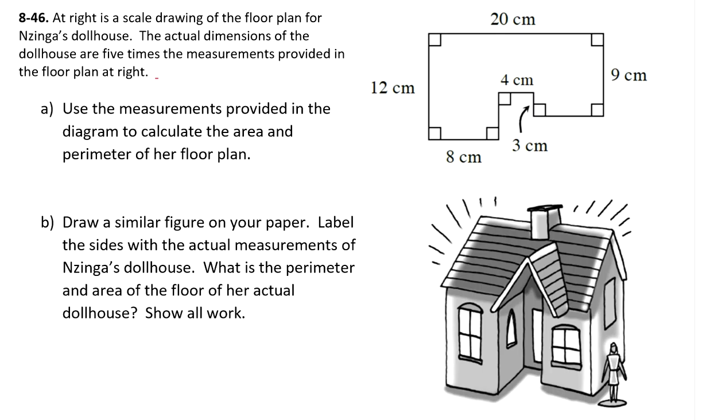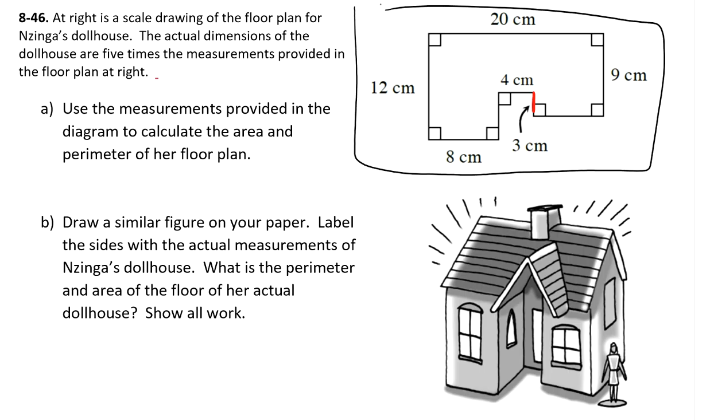If I want to know how big, for example, this particular dimension is right here, I'm just going to multiply that by 5, so that would be 15 centimeters. It says use the measurements provided in the diagram to calculate the area and perimeter of her floor plan. And by that we're talking about not the actual dollhouse at this point, just this plan. So in part A, what is the area and the perimeter of this plan?